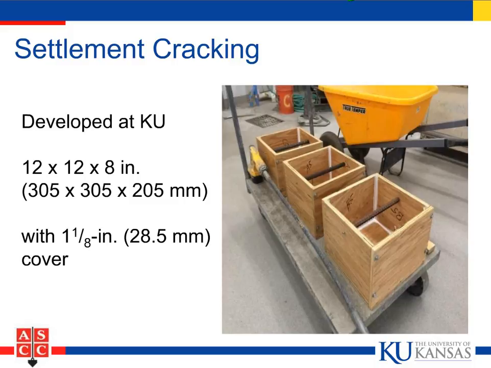Now we actually can test this in the laboratory and see what different effects you can have. So this is a test procedure we developed at KU. These boxes are 12 inches square. They're 8 inches deep. We put a number 6 bar in there, and we have an 1 1/8 cover on top of that. And we fill these boxes with concrete in 2 layers. We consolidate the concrete, and then we look at the amount of settlement cracking we have.